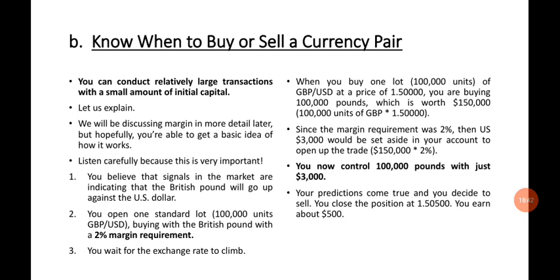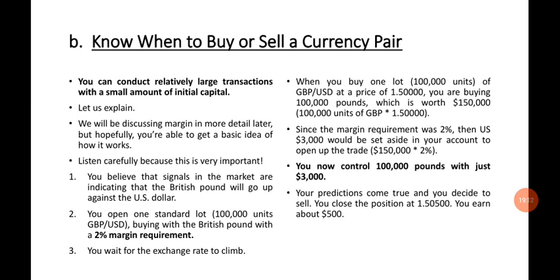Listen carefully, because this is very important. One, you believe that signals in the markets are indicating that the British pound will go up against the US dollar. You open one standard lot, which is 100,000 units of Great British Pound US dollar, and you buy the British pound with a 2% margin requirement. You wait for the exchange rate to climb.